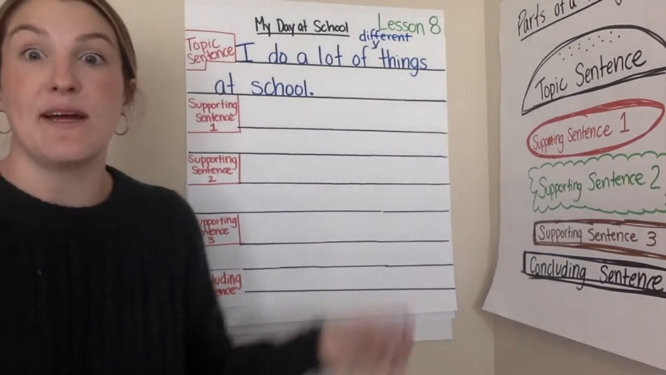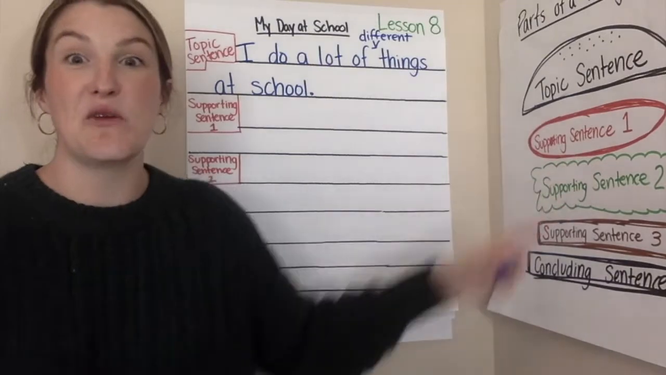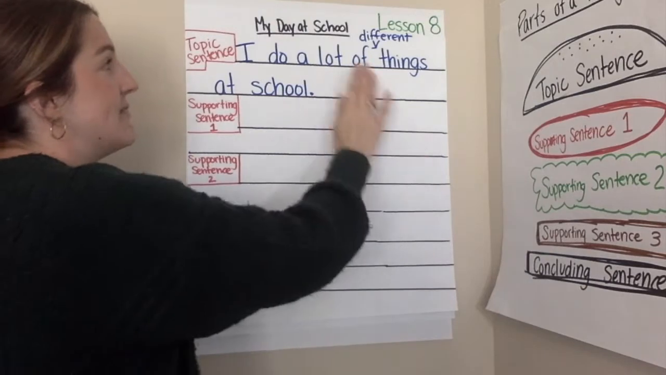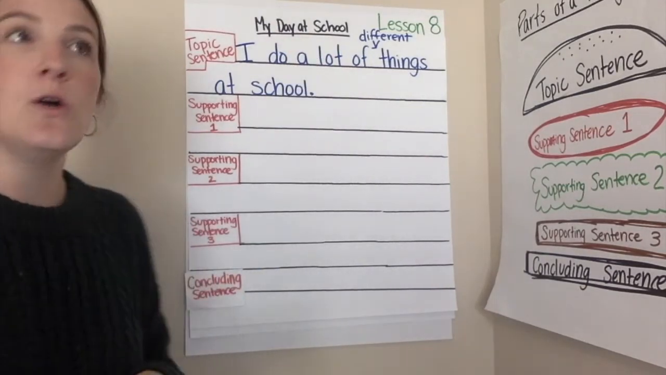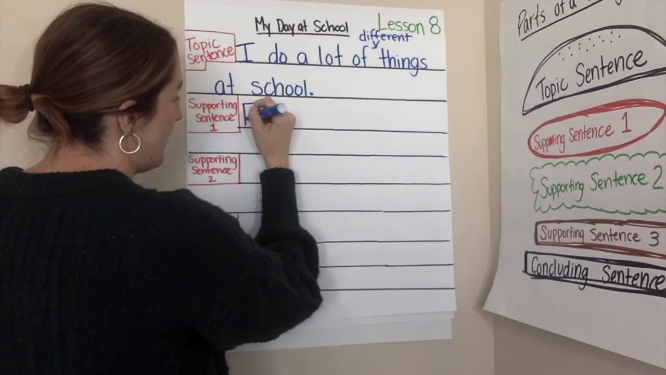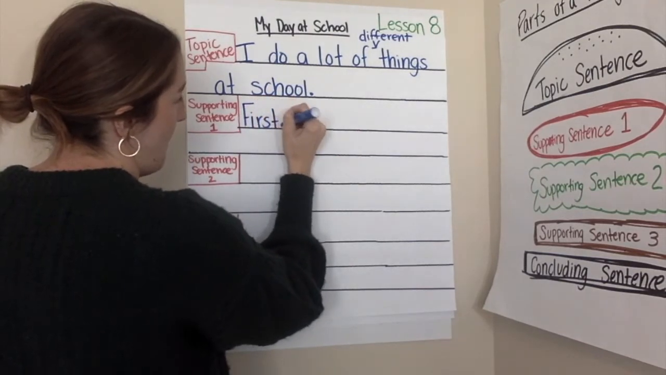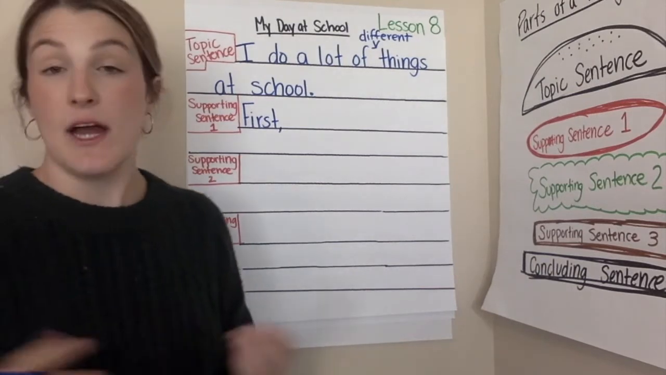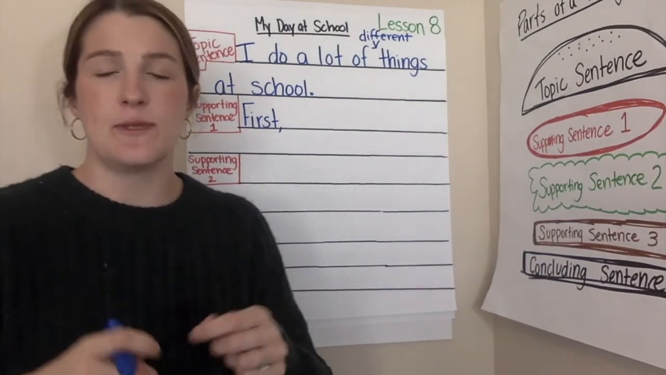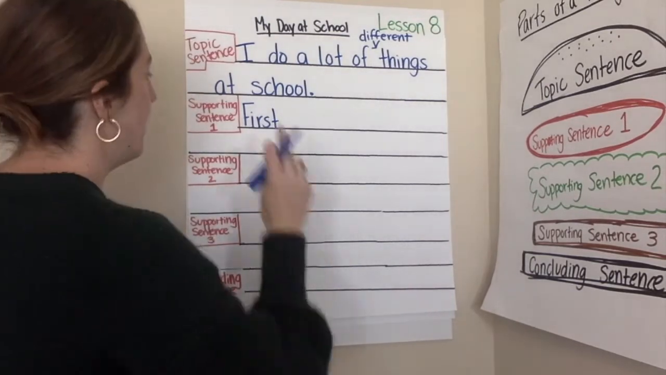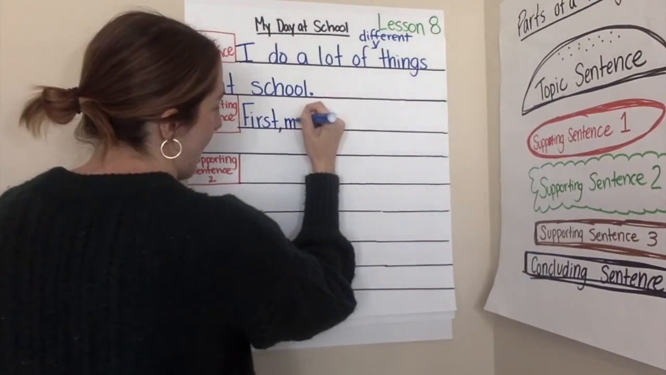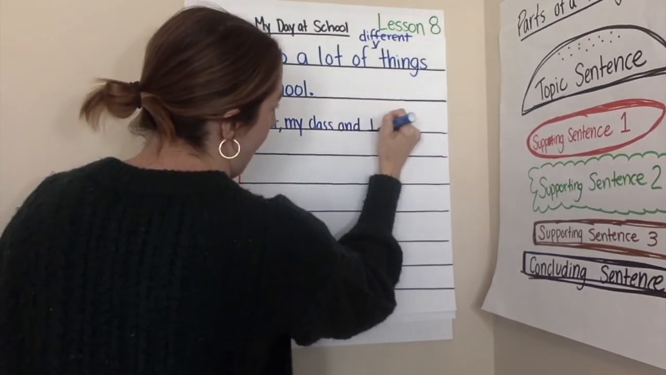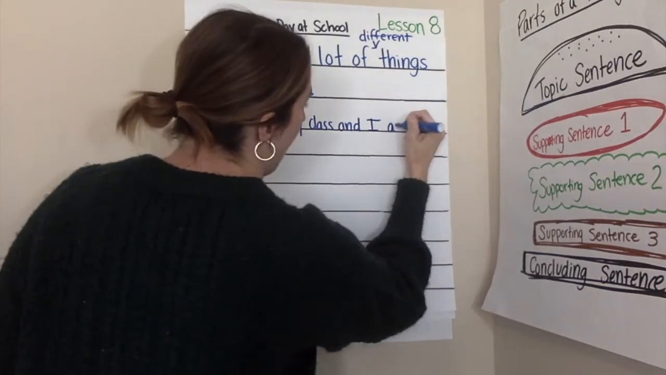Now I have to add my supporting sentence. So we're thinking like we're adding our toppings onto our burger. So my sentence needs to be about the different things I do at school. So I'm going to think about what I do first. So first, I arrive at school and what's the first thing I do? I do my morning warm-up. You know, my teacher always had a worksheet there for us to do. So first, my class and I, neat handwriting, arrive.